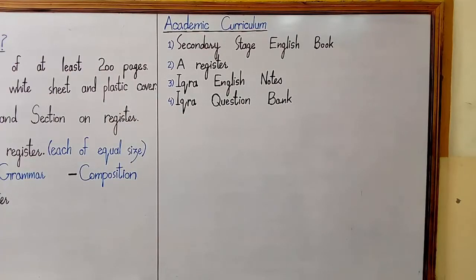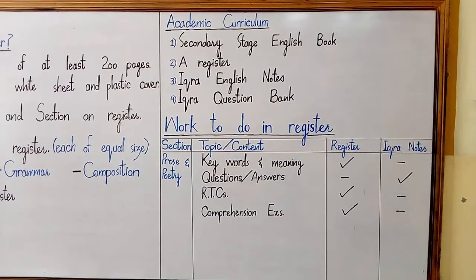Your English academic curriculum consists of 4 things. Number 1, secondary stage English book. Number 2, a register of around 200 pages. Number 3, Iqra English notes. And number 4, Iqra question bank. Okay, now work to do and register.